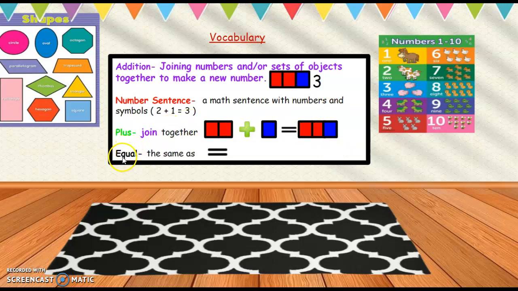And that leads to equal, meaning the same as, okay? Just like with comparative language, remember we said equal means the same. Well, if you put your two red blocks with your one blue block, it will equal the same as 3.